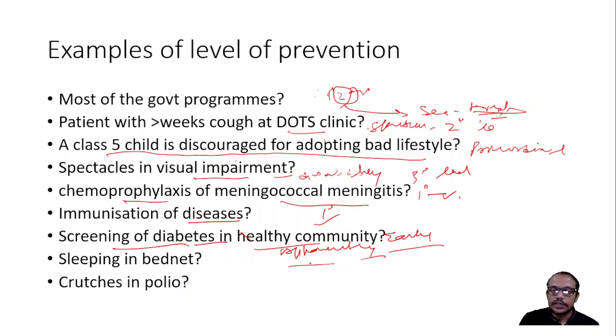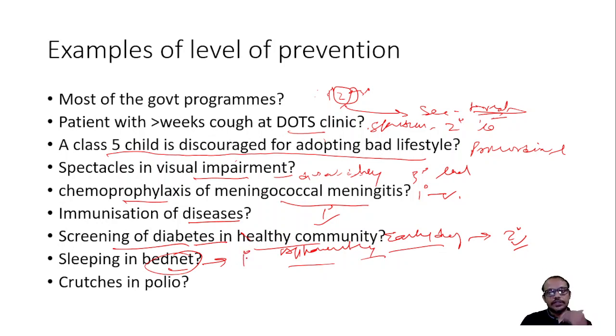So to select out the cases, that is early diagnosis. Early diagnosis is part of secondary prevention. Okay. Sleeping in the bed net. Bed net is for specific protection from the mosquito. So specific protection is part of the primary level of prevention.